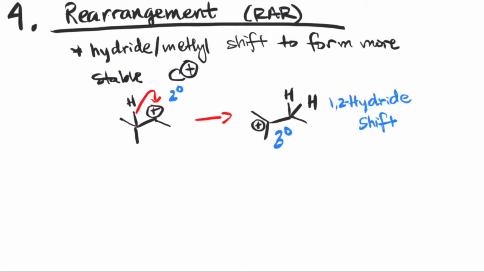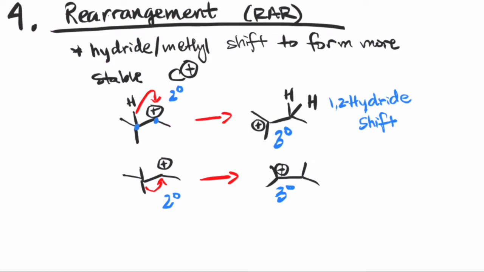So again, this is called a 1,2 hydride shift because that hydrogen moved from a position of carbon 1 to carbon 2, an adjacent carbon. Again, this can happen with a methyl shift. For example, in this molecule, instead of a hydrogen shifting, any of those methyl groups can shift into the carbocation. Again, the driving force behind this is that you started out as a secondary carbocation and ended up with a tertiary carbocation, a much more stable carbocation.